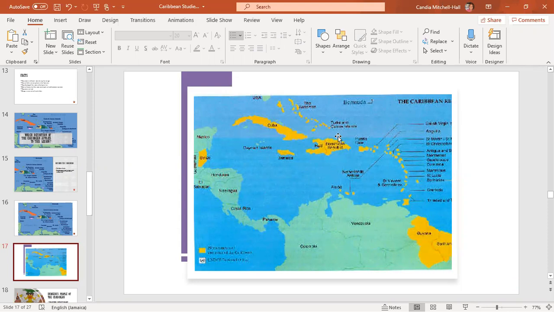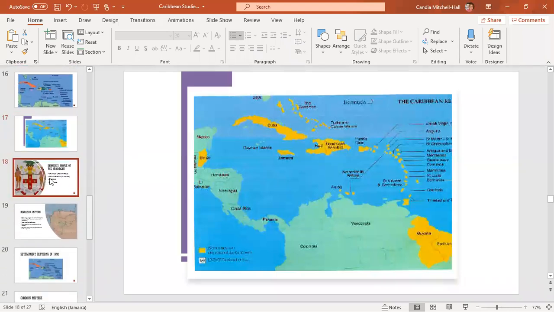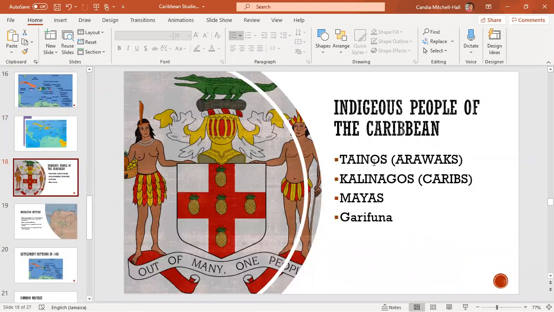And we need to know who would have settled on these islands, the different groups. Now, the three or four groups that we're going to look at: we have the Tainos, some people pronounce it the Tainos. Most of you grew up hearing that they are called Arawaks. The next group, the Kalinagos, some of you grew up hearing that they were called Caribs. I have the Mayas and the Garifuna.